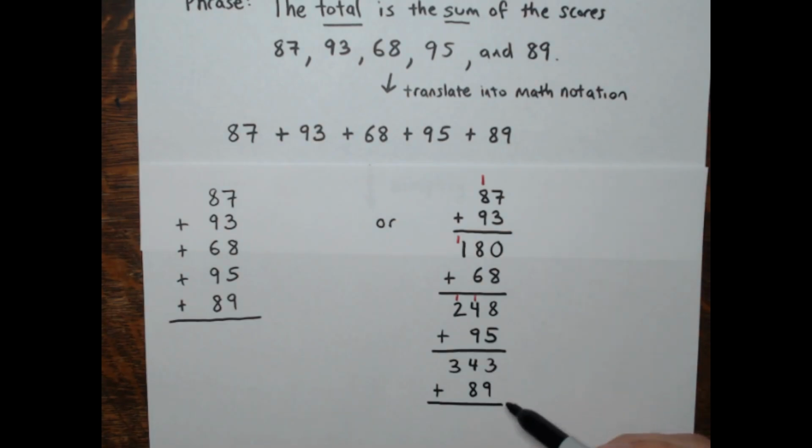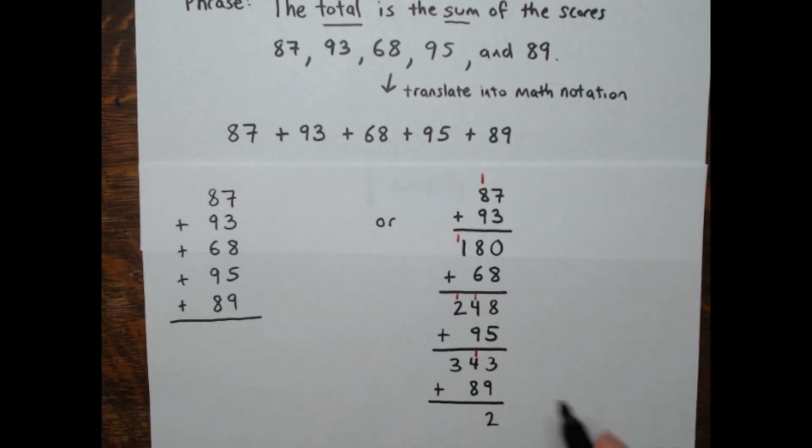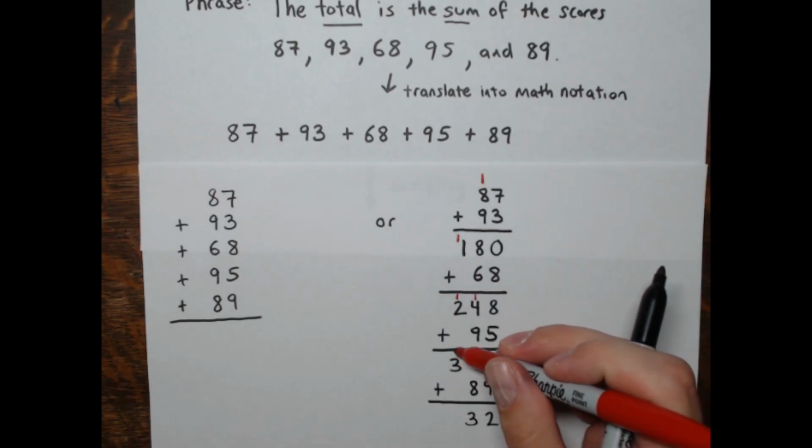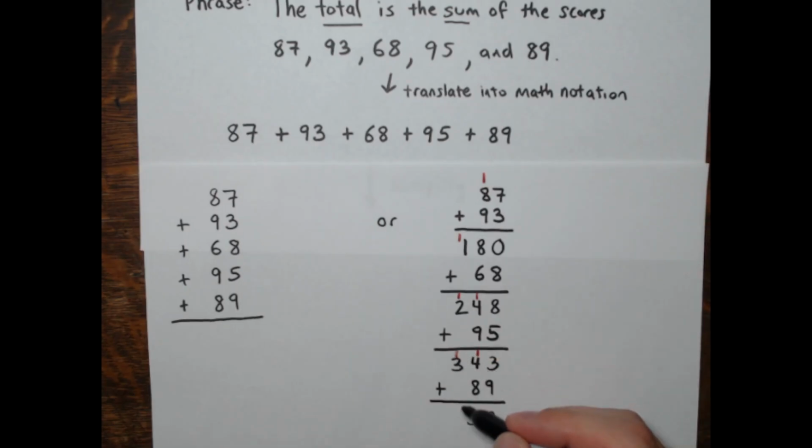Starting with the ones, 3 plus 9 is 12. So that's 2 in the ones, carry 1 in the tens. Add the tens. 1 plus 4 is 5. 5 plus 8 is 13. So 3 in the tens, carry a 1 in the hundreds, and 1 plus 3 is 4. So there's our total. The total of all 5 test scores is 432.